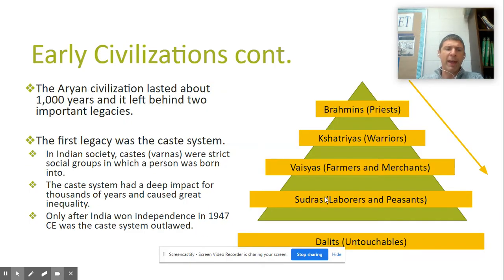And one of the most important things about them is that they set up their social classes in what's called castes, and they use the word varnas here. So the higher up you are, the more power you have. Brahmins were the priests, and they had the most power. And then there were the warriors, and then farmers and merchants. And then you have the Sudras, the laborers and the peasants. So you didn't want to be down here.